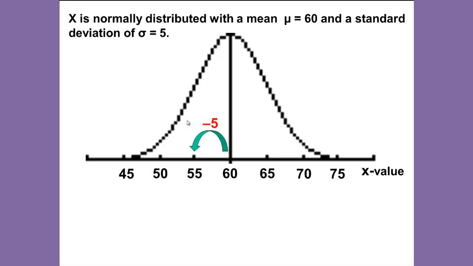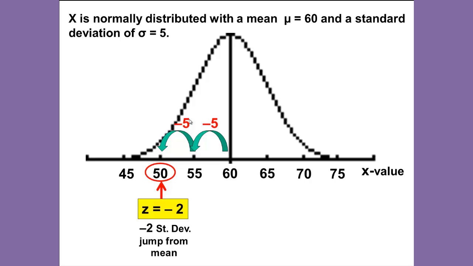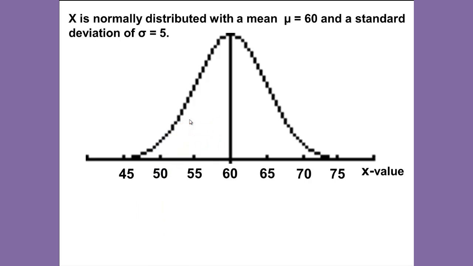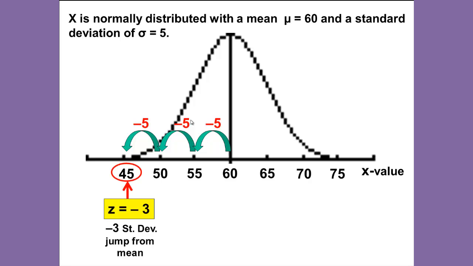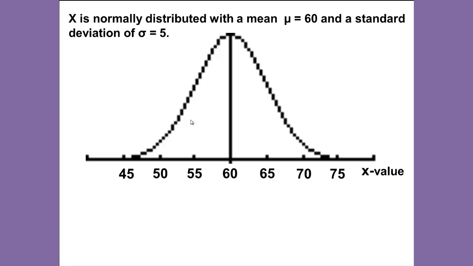A minus 5 means that we have decreased or jumped to the left 1 standard deviation, which would then correspond to z equaling a negative 1, or a negative 1 standard deviation jump from the mean. 1, 2 jumps to the left lands us at 50, which corresponds to z equaling negative 2, negative 2 standard deviation jumps from the mean. 1, 2, 3, negative 3 standard deviation jumps lands us at 45, which corresponds to z equaling negative 3.